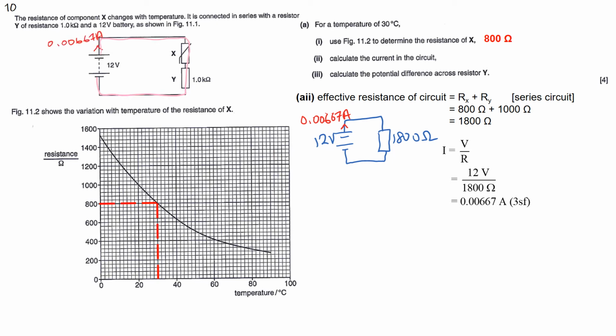So, to find part 3, calculate the potential difference across resistor Y. The same current of 0.00667 ampere flows through Y as well. We use V equals IR. I times 1000 ohms, the resistance of Y, gives us 6.67 volts.